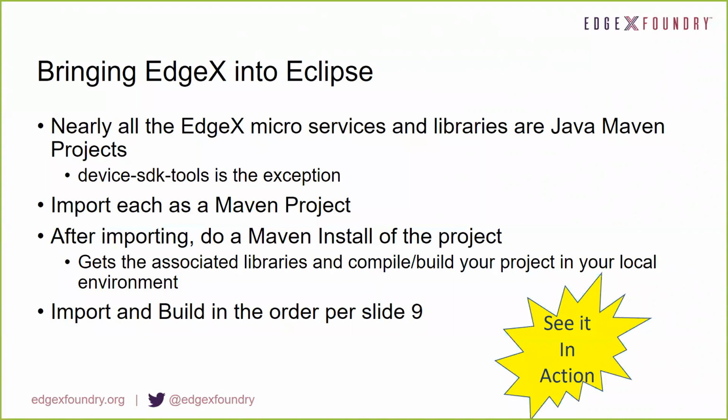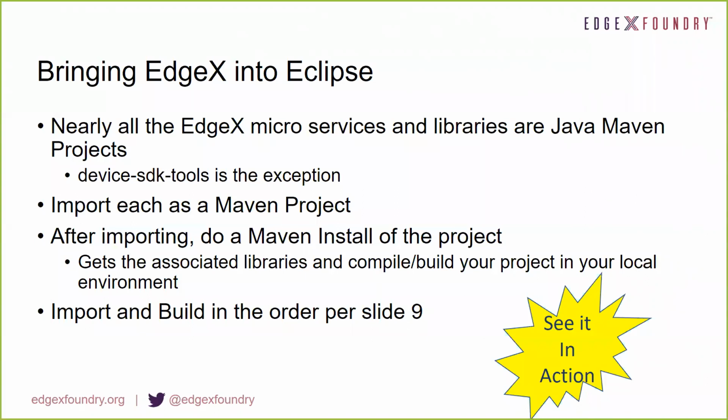When I say pull in all the artifacts, our microservices and libraries use a lot of other open source code out there. So it's not just about getting the code, you also need to bring into your environment all the other open source projects that our code uses. That's what the Maven install will actually do for you, and we'll see that here in just a second.